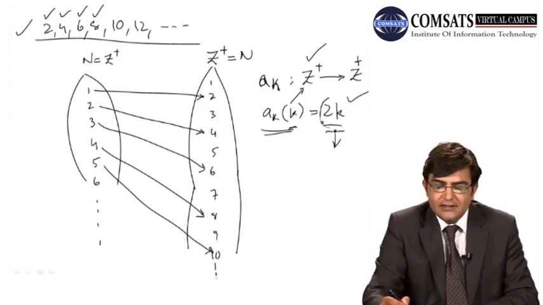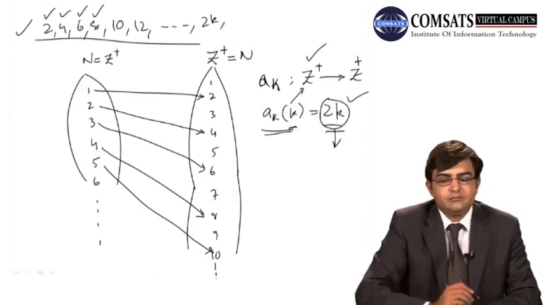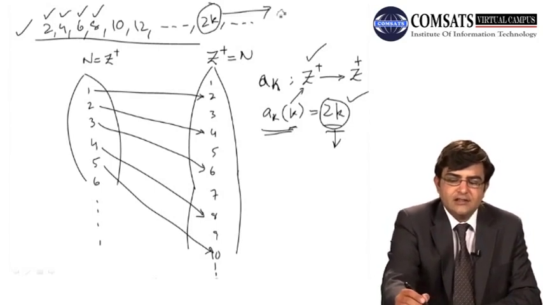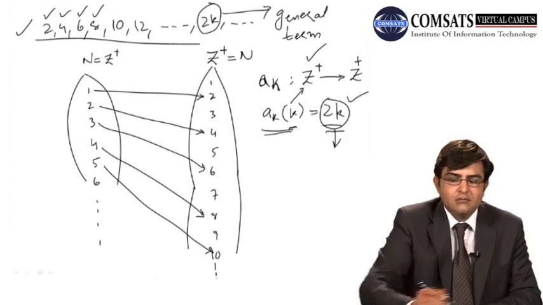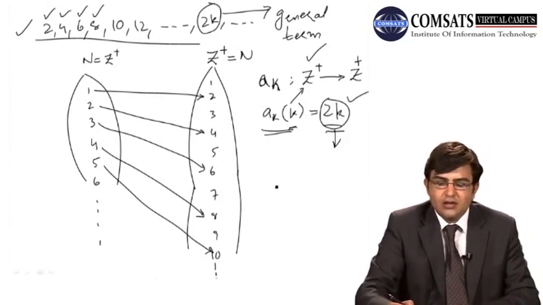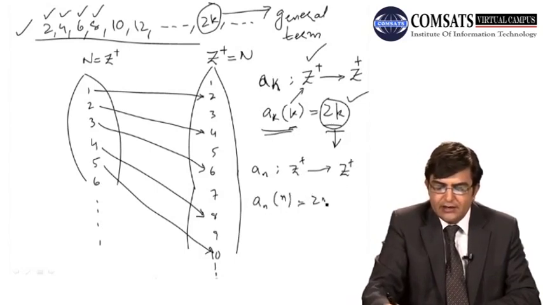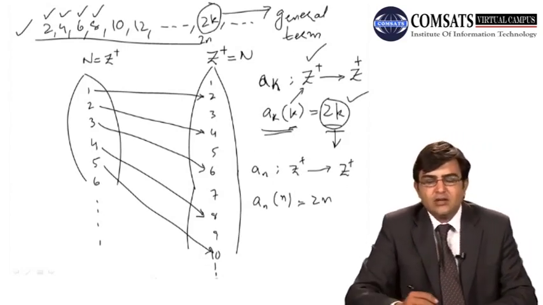Now this formula is called the general term. Here we can write the general term of a sequence as 2k. So this is called the general term, or kth term. Or if it is defined as a_n from Z plus to Z plus, a_n = 2n, then here we must have 2n, and this is called the nth term.